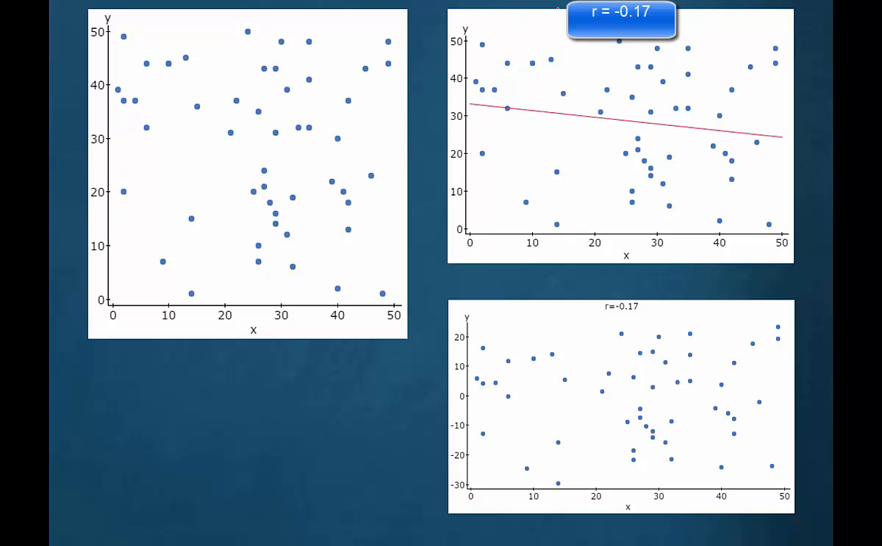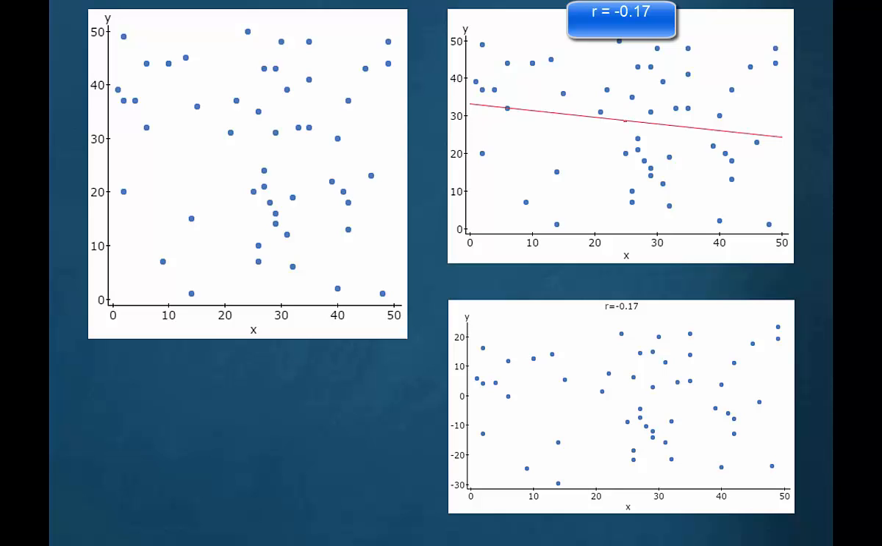Notice that the R value for this one is minus 0.17. That's pretty close to 0. And notice that the best line that can fit through here doesn't have much slope at all. And the dots are just kind of scattered everywhere, so it just doesn't even seem like X would be a very good predictor for Y here.